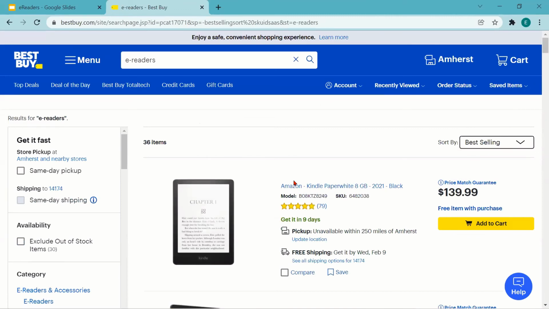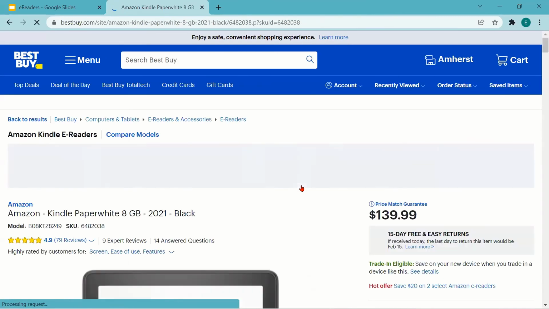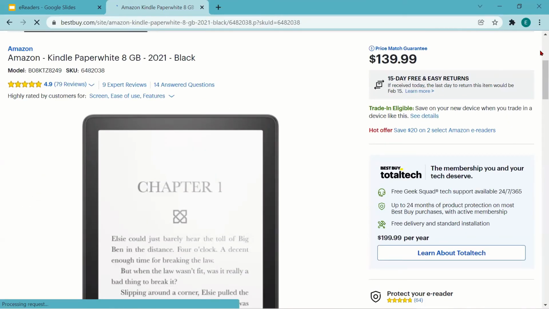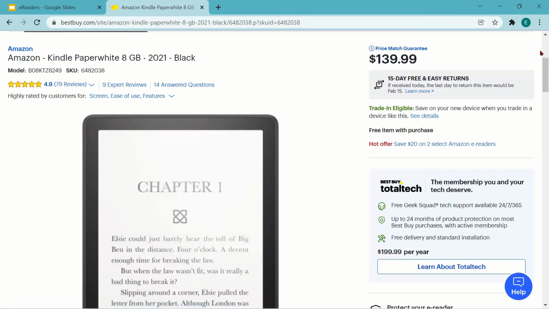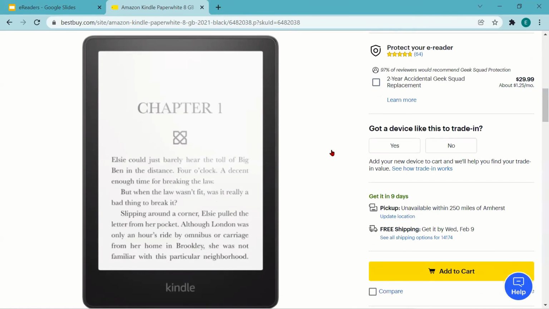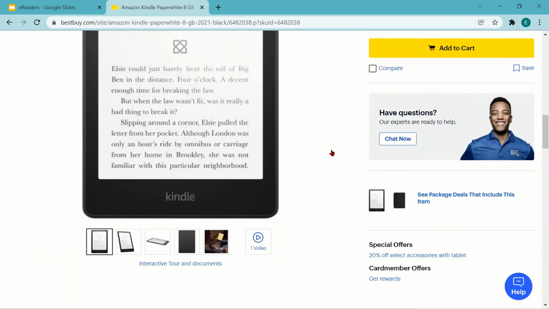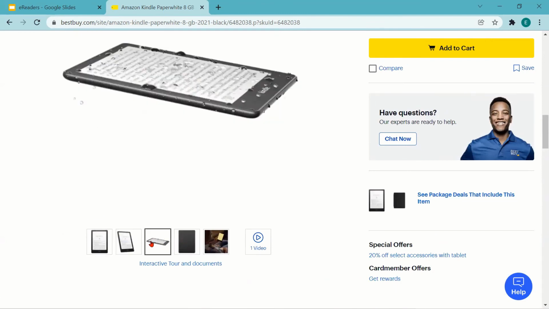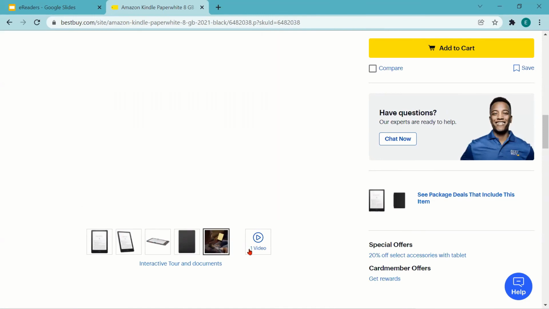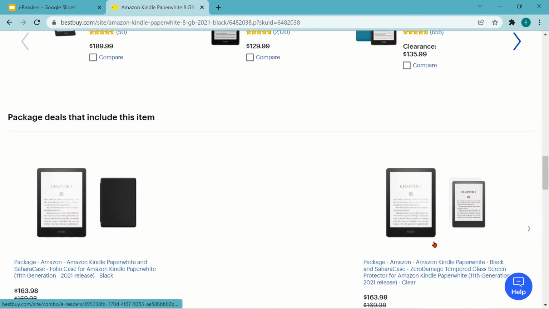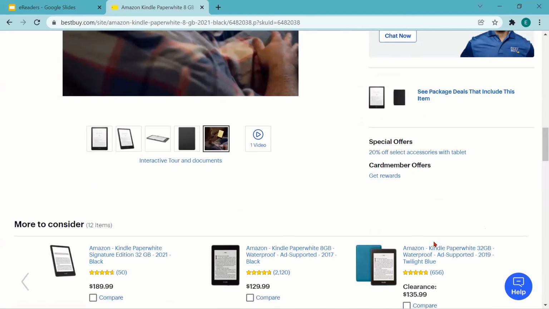So over here is an example of an e-reader. It's an Amazon Kindle Paperwhite that has 8 gigabytes of storage. The price is over here, which is $139.99. Over here you can see the different images from different angles of the e-reader. And you can see how it's waterproof over here. If you go more down, you can see similar e-readers and more to consider.